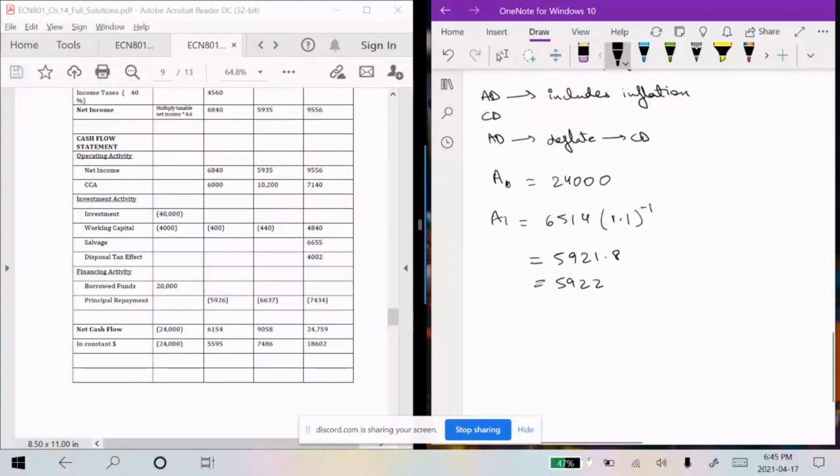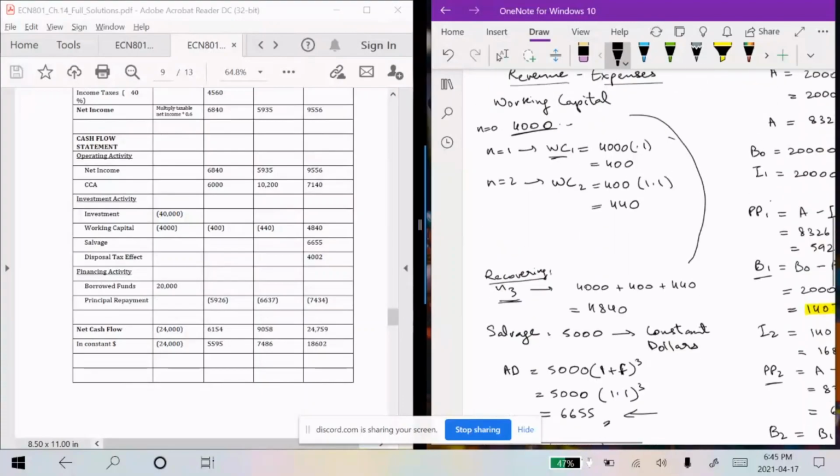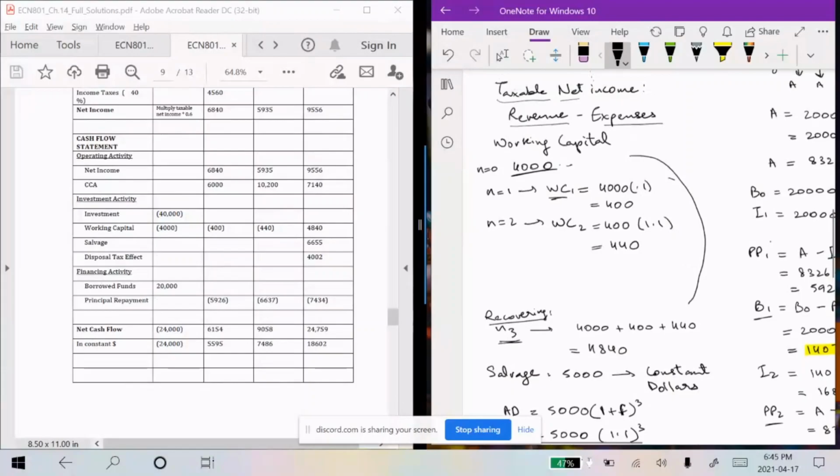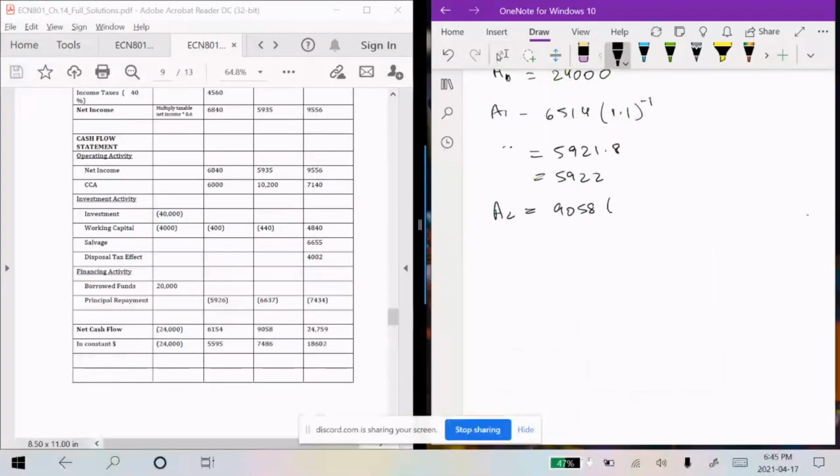Then A2. A2 is what? A2 is 9058. So 9058 into 1.1, but this time it's in period 2, so it's 9058 divided by 1.1 raised to the power 2. Get 7485.9, which again you need to write as 7486, which is what you got, so that's correct.